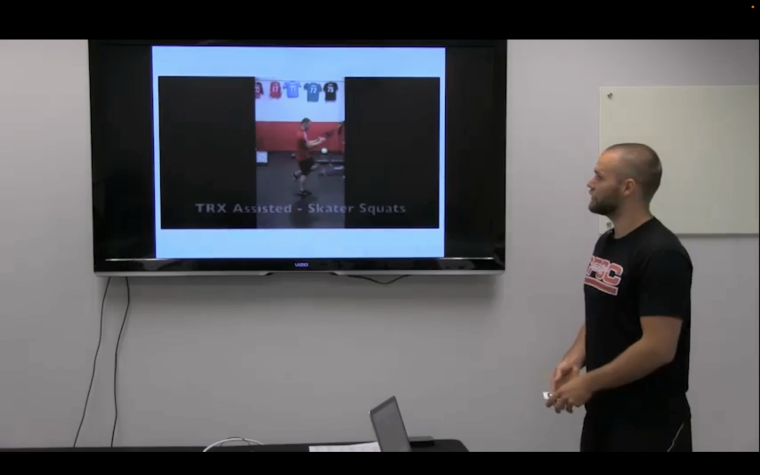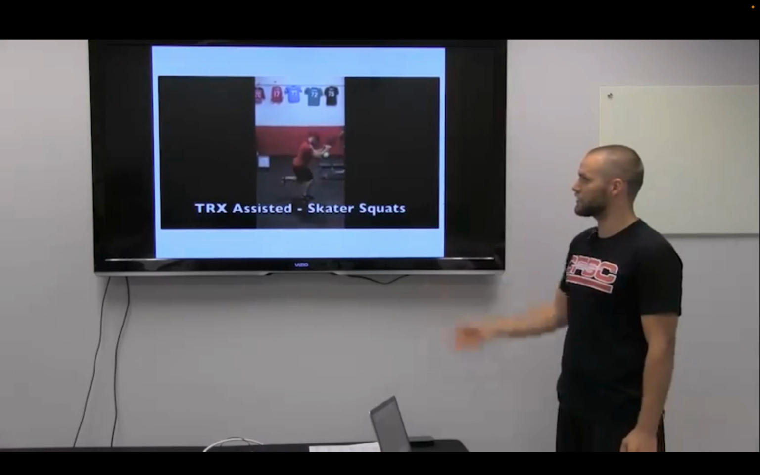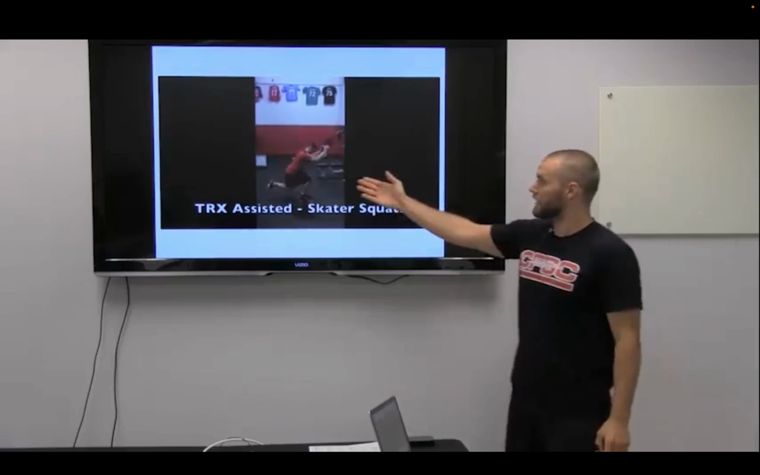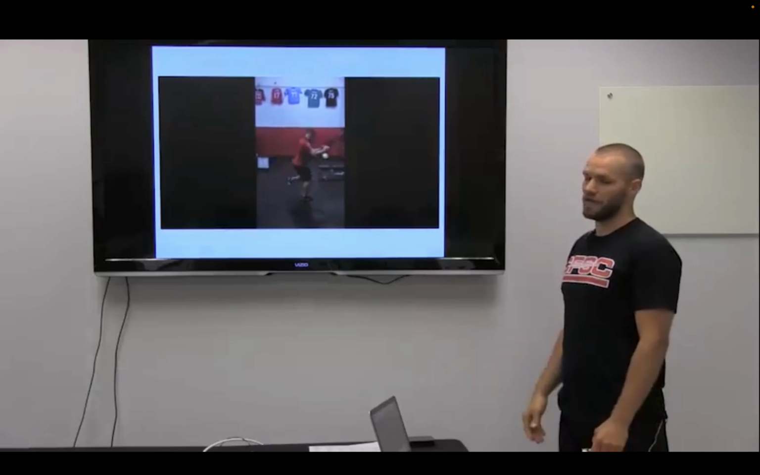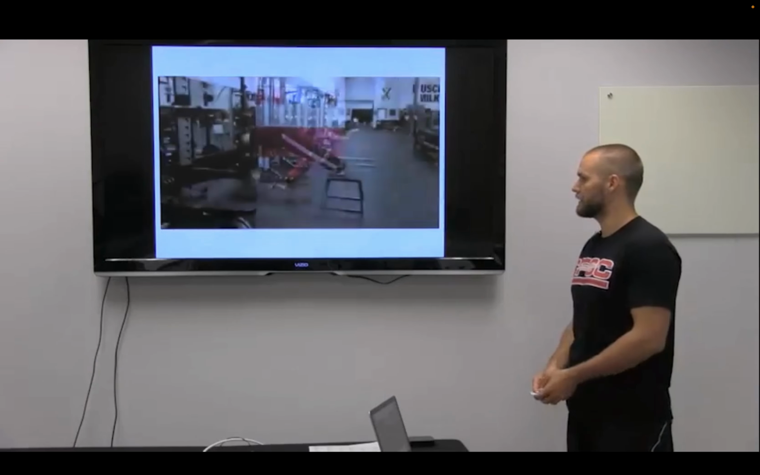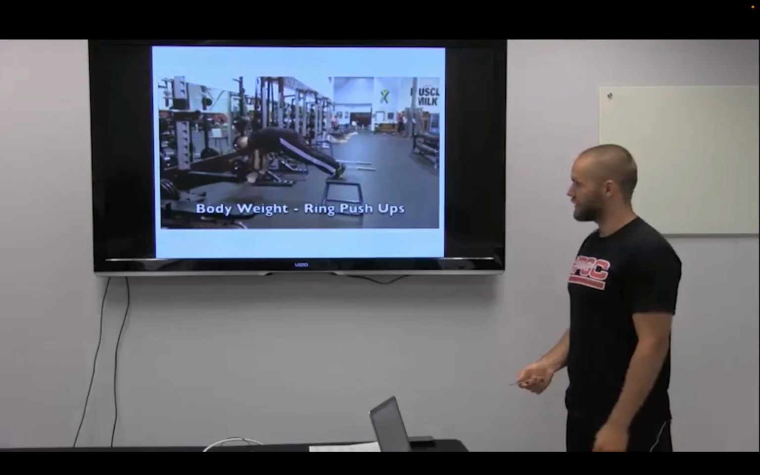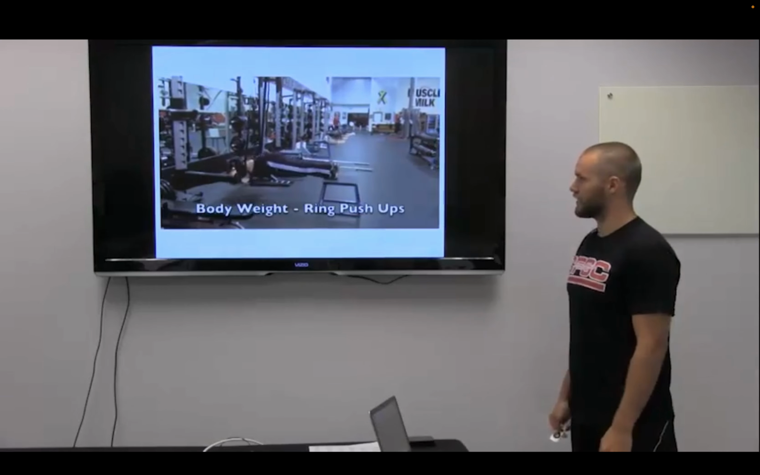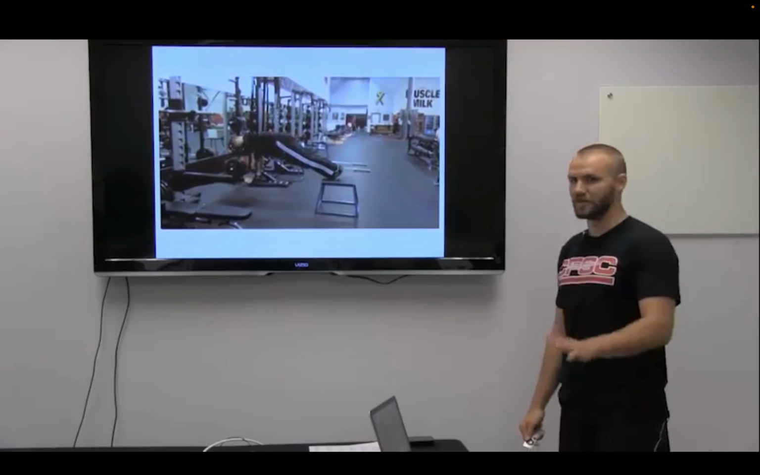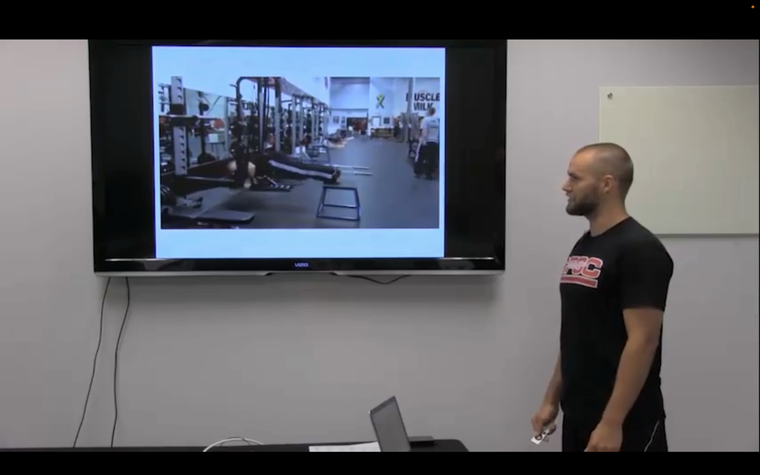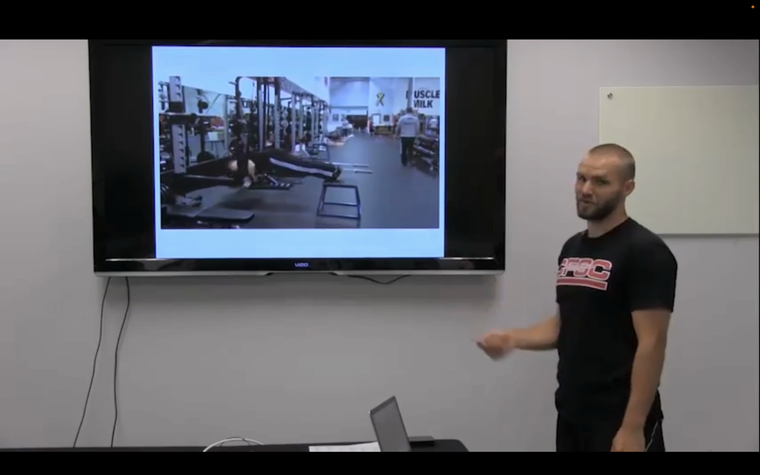So here's an example. So assisted, we have skater squats. So Kevin here is using the TRX to help him with the skater squat pattern. Body weight, ring push-ups. I love using the rings for all sorts of things. Plus, I wanted to make sure everyone knew that I can actually do this stuff. It's pretty good form right there.